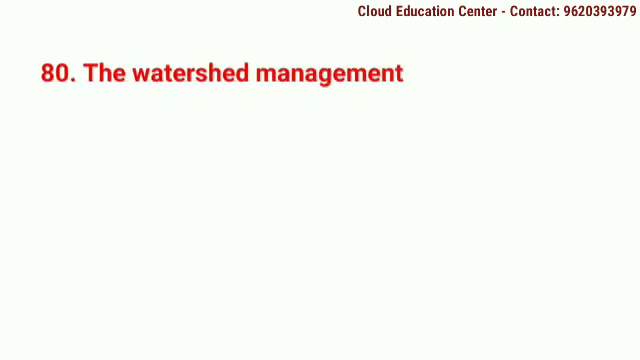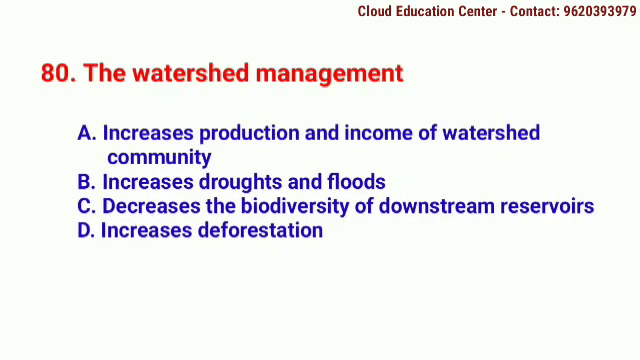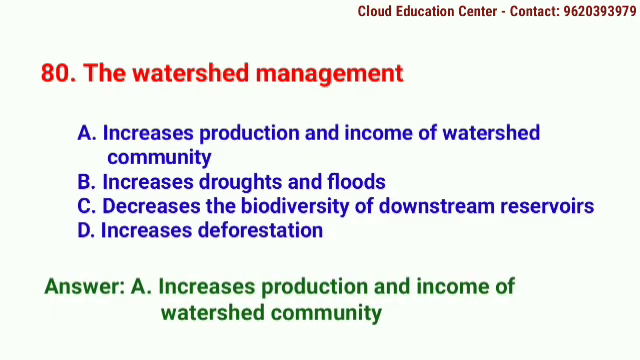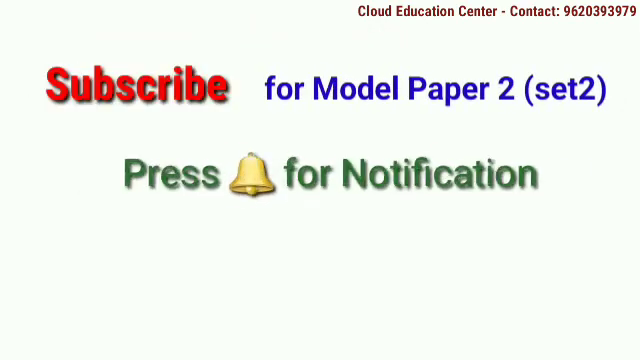The next question is the watershed management. There are four options. In that, option A, increases production and income of watershed community. That's the correct answer. Students, we completed the Model 1 paper.